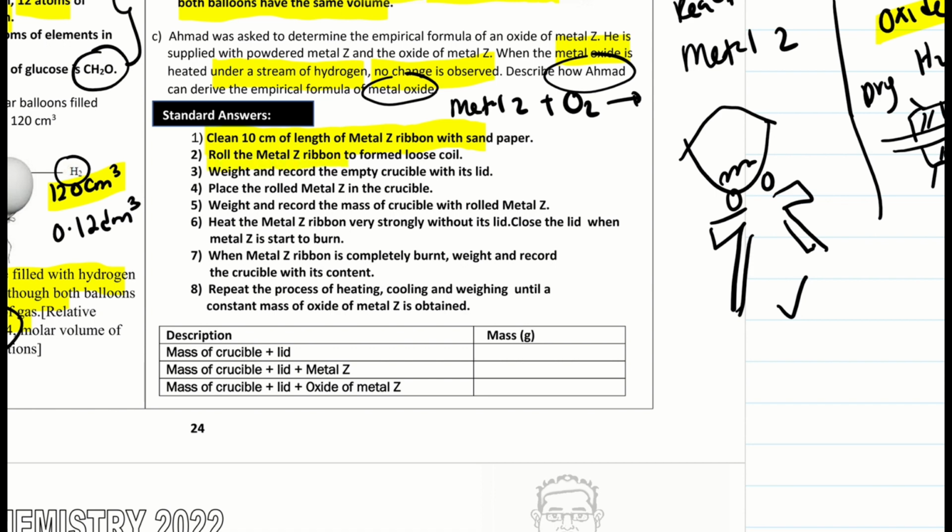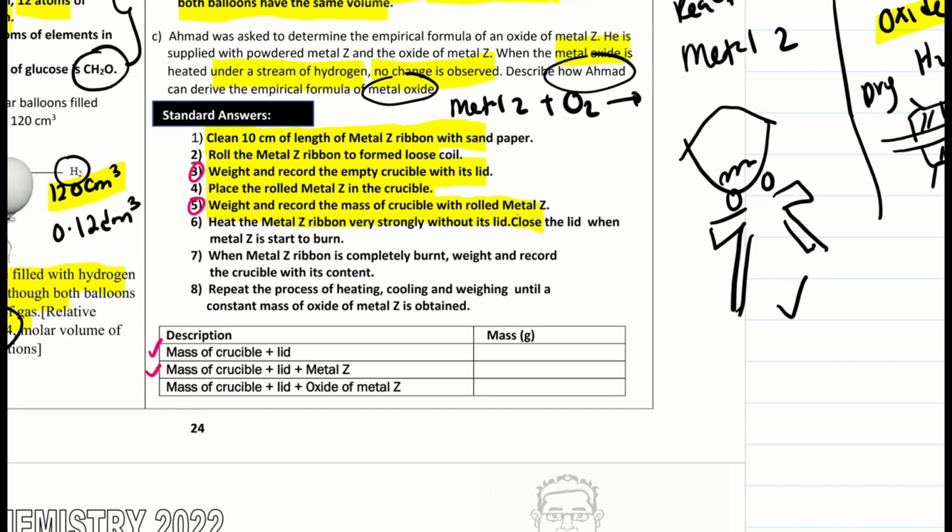Roll the metal Z ribbon to form a loose coil. Weigh and record the mass of the empty crucible with its lid, and place the rolled metal Z in the crucible. Weigh and record the mass of the crucible with the rolled metal Z. So we write down this point here, the empty one, and this point here.